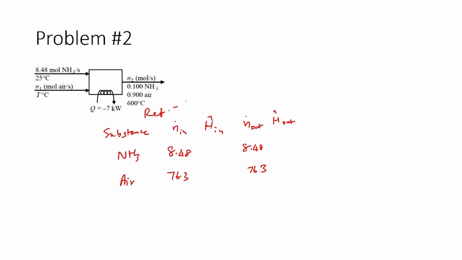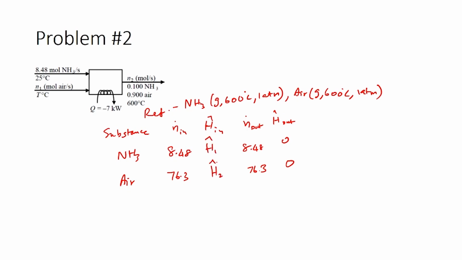So, if we were to use that, then you would have ammonia gas at 600 degrees Celsius and 1 atmosphere and air at 600 degrees Celsius and 1 atmosphere as your reference states, which means the outlet condition enthalpies would be 0. So, the inlet enthalpies have still to be calculated. So, you would have H1 cap and H2 cap. So, H1 cap would be equal to integral of 600 degrees Celsius to 25 degrees Celsius Cp of ammonia dT.